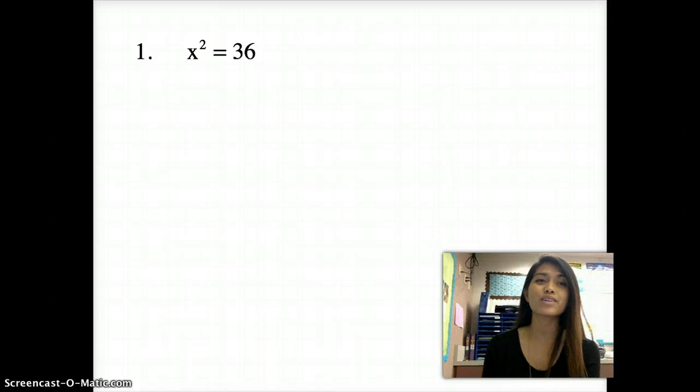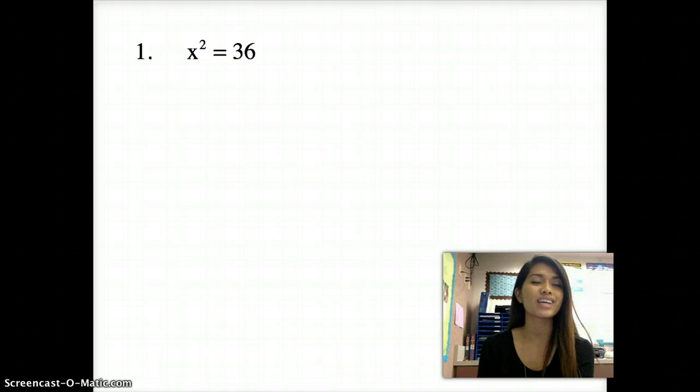Today we're going to be working on solving square equations. So right now, let's go ahead and get started on our first example. It says here, x squared equals 36.